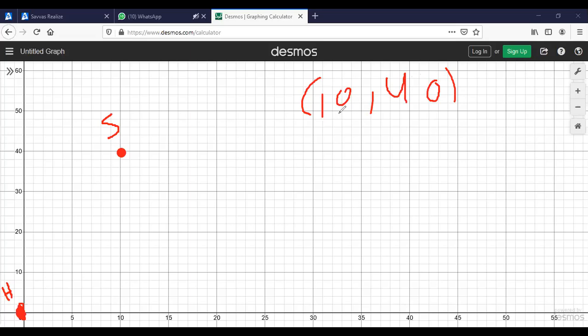This 10 means that you need to walk 10 steps to the right. So now you are standing here at 10, right? Then I told you to go up to the north 40 steps. So now you will go 40 steps. Now you are standing here. So you reached your school. You see that?